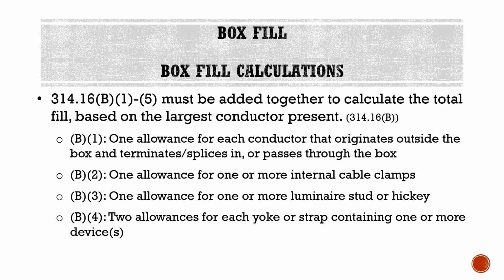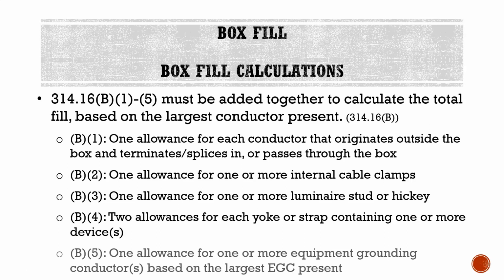The same thing as if we had a set of stack switches, which are two switches, one on top of the other. Even though that's two devices, we're still only going to count it as two allowances. And this is because it has only one yoke or one strap. But it is important to note that it is a two allowance count, not a one allowance count for each yoke and strap.